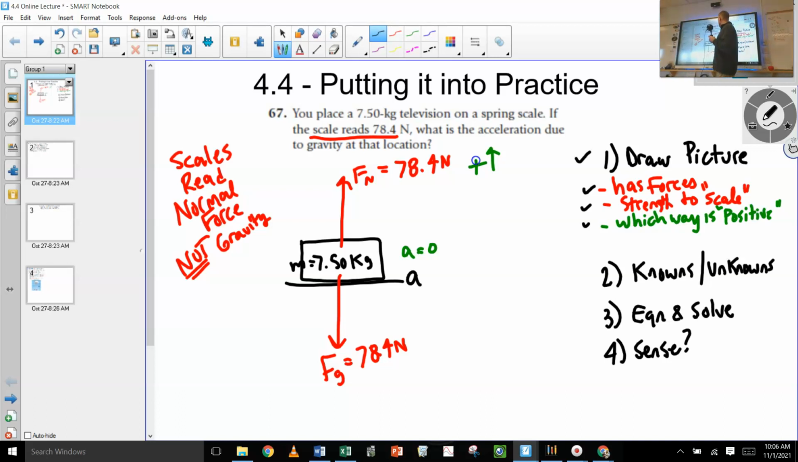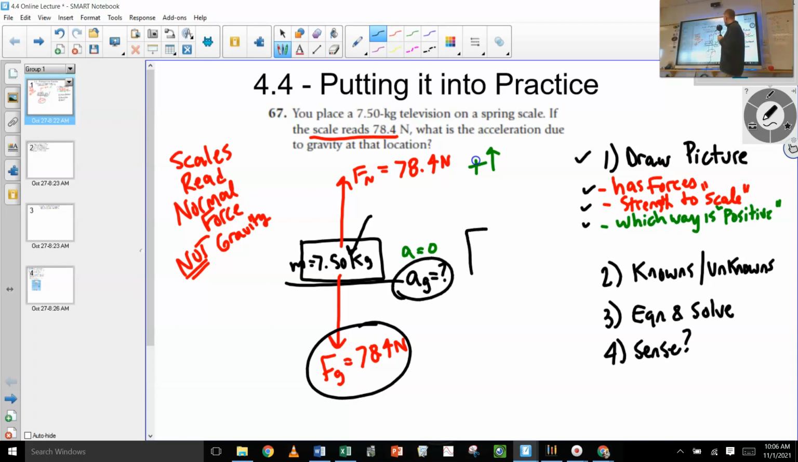What are my knowns and what are my unknowns? My acceleration due to gravity is what this thing is looking for. There is an equation that relates force, acceleration of gravity, and mass all together. It's this. Now, when I'm trying to find the acceleration of gravity, I'm going to use the force of gravity to do that. And I do that quite a bit in this class. I change between mass and force by just multiplying by 9.8. So in this case, the force of gravity is 78.4. So here, those are my knowns and unknowns, and there's my equation I'm going to solve.